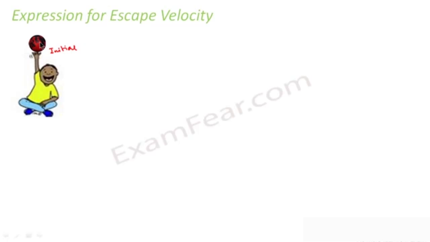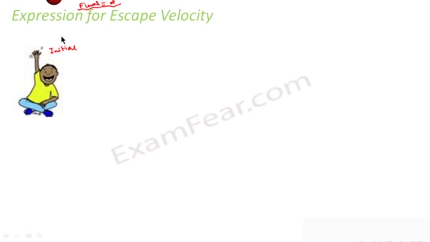Now we assume that it is thrown with escape velocity. The initial velocity given to this ball is equal to the escape velocity, such that it goes and never comes back. So what would be the final position of the ball? The final position would be infinity, because we don't know where it will go, right? That would be beyond our scope. So the initial position is this and the final position is infinity.